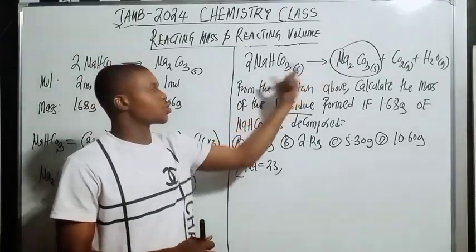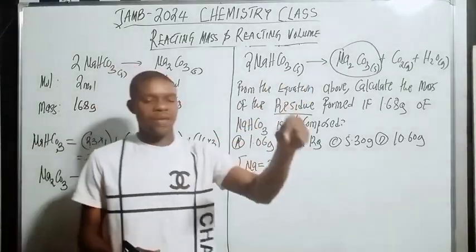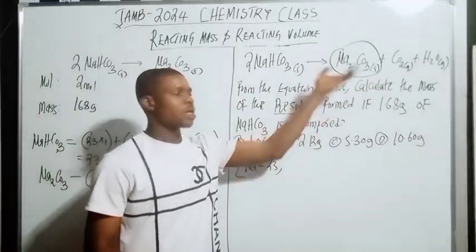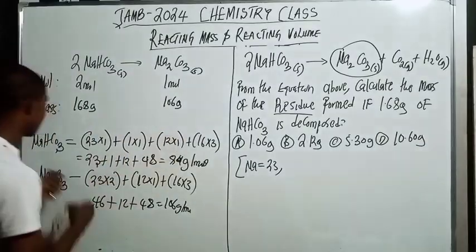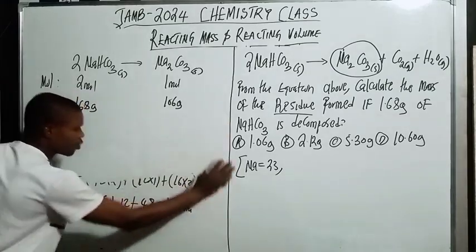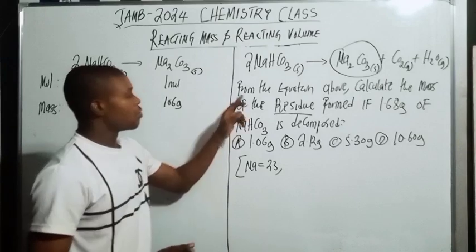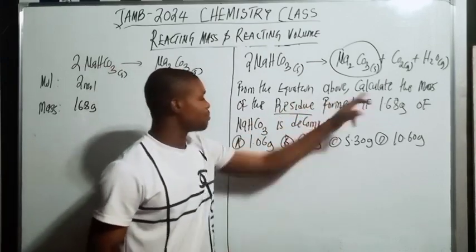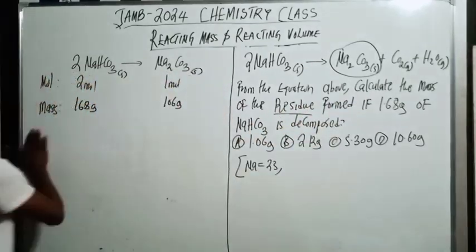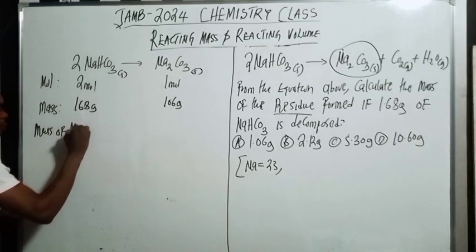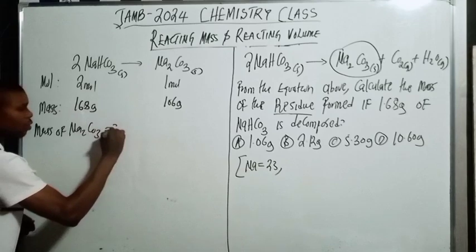So if in a JAMB question you are given something like this, you just have to look at the two species given to you. What is given and what you are looking for, equate them together like this. Do you understand? So you have to solve it like this. Now let's look at what they say to calculate. From the equation, calculate the mass of the residue. So you look at the mass of sodium carbonate. This is what you're looking for, right?